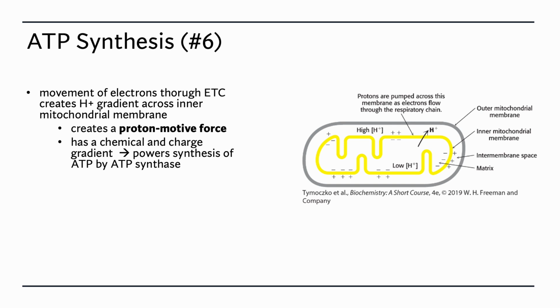Once the electrons from NADH and FADH2 are donated to the complexes of the ETC, the movement of the electrons causes protons to be pumped into the intermembrane space from the matrix of the mitochondria. This creates a gradient across the membrane. This is basically creating a proton motive force, which is the driving power of ATP synthase. It has two parts, a chemical and a charge gradient.